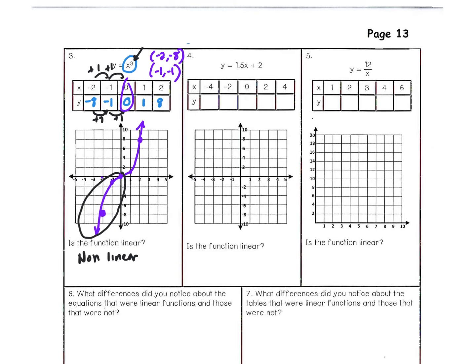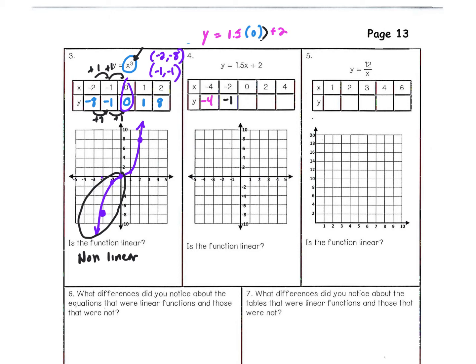We're going to take y equals 1.5 times -4 plus 2. So that's 1.5 times -4, which would be -6, plus 2, and that would give us -4. And you're welcome to use your calculator for this. Next, we're going to replace our x value with -2, and -2 times 1.5 would be -3, plus 2 more would be -1. So -1 goes in this column.